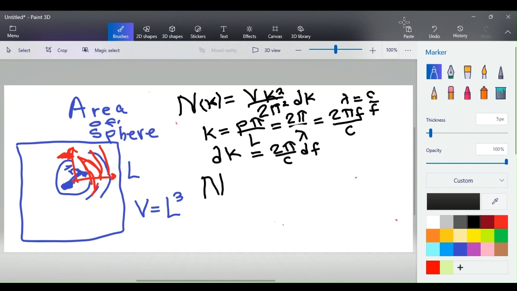I'm having trouble drawing an N here. But the number of modes in terms of frequency. Number of modes in terms of frequency. So what I'm going to do is walk us through this.